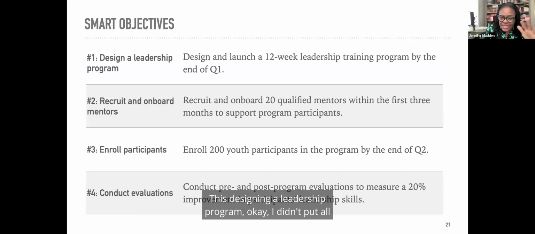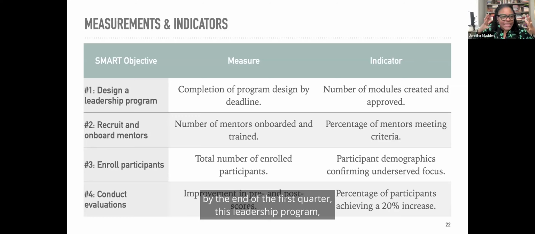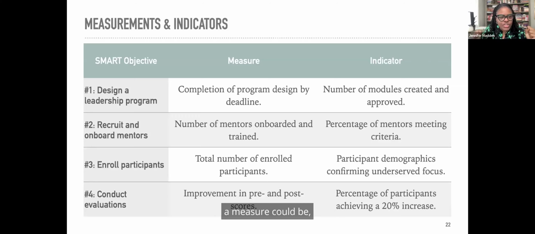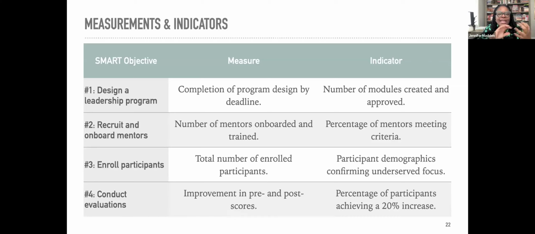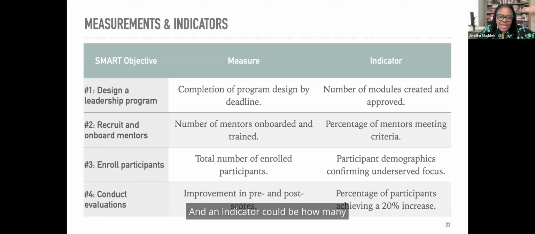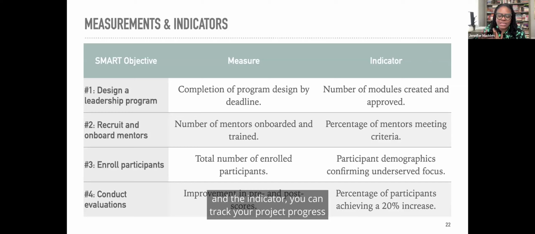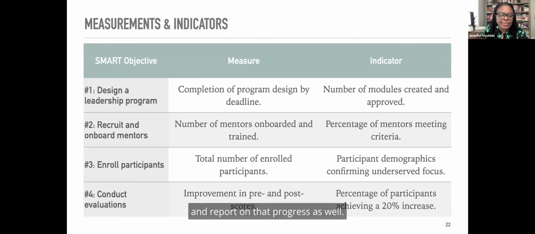I didn't put all of it in because I couldn't fit it all on the slide, but remember, a 12-week leadership program by the end of the first quarter. A measure could be, we want to complete the program design by the deadline, and an indicator could be how many of those modules get created. So if you're clear about the measurement and the indicator, you can track your project progress and report on that progress as well. And it can help you in the future.